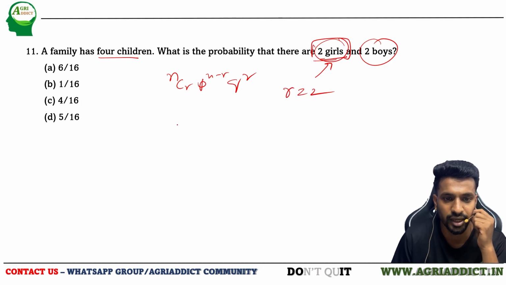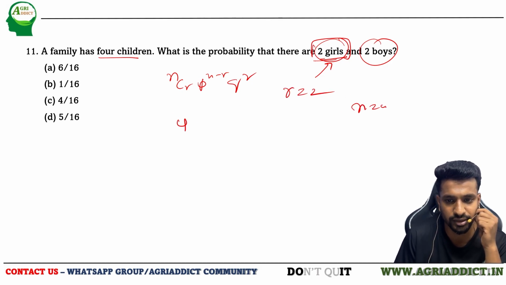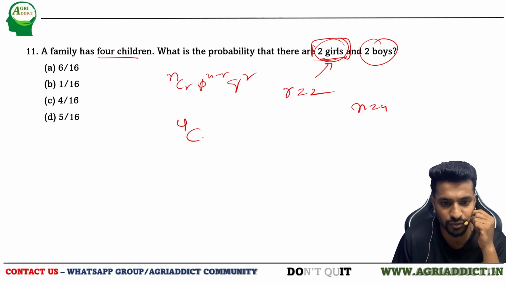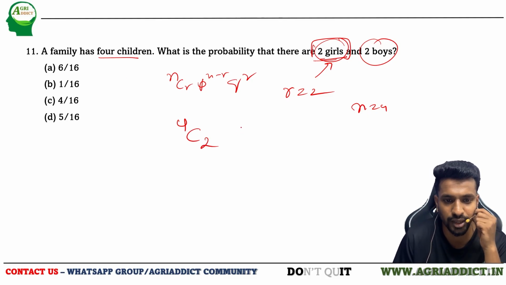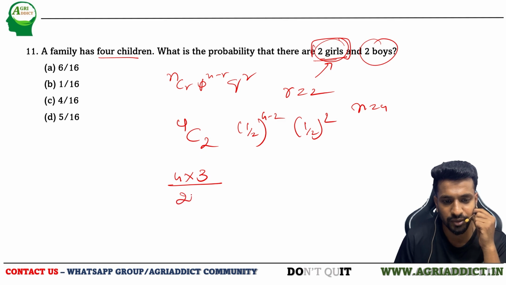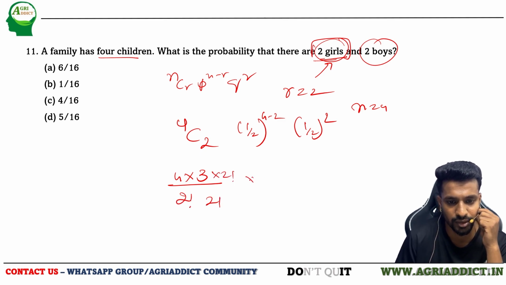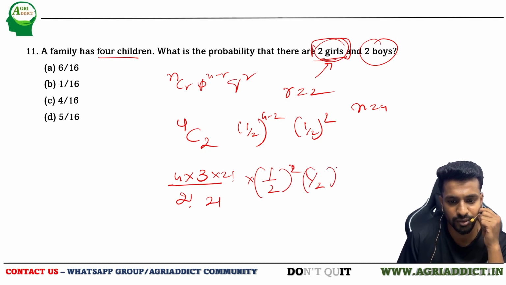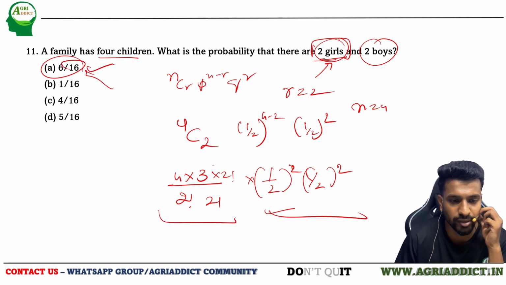If you substitute, the n value is equal to 4 here, since the total number of children is 4. So 4C2 into (1/2) power 4 minus 2 into (1/2) power 2. This gives us 4 into 3 divided by 2 factorial, into (1/2) power 2 into (1/2) power 2. This will give us the answer of 6 by 16. If we solve this, the answer would be 6 by 16.